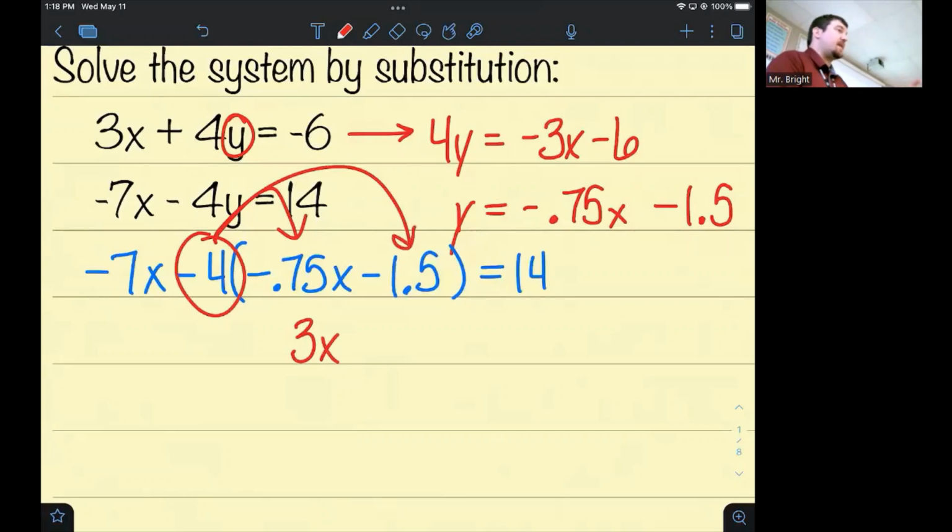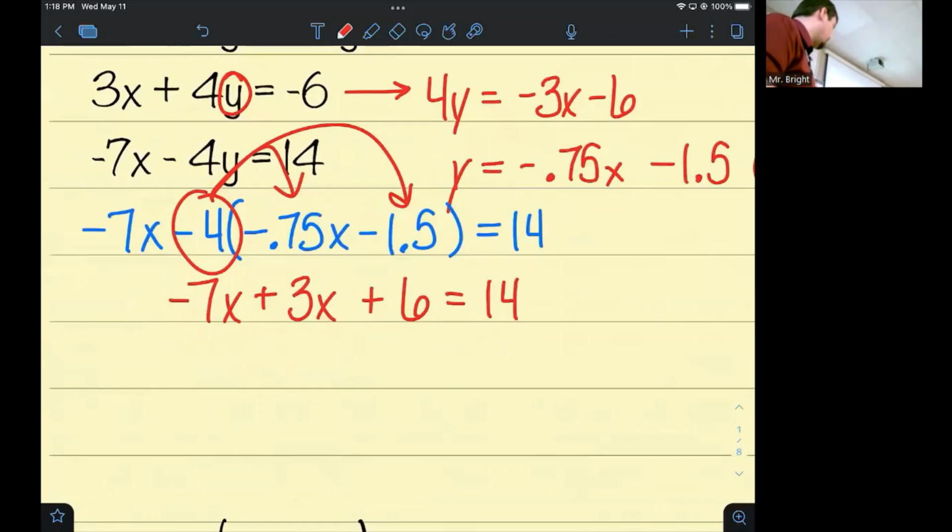Again, a negative times a negative is a positive. And again, a negative times a negative is a positive 6. Don't forget the minus 7x in front. I have to put a sign there between the two x's. And since 3 was positive, that's going to be a plus sign. And then I get this. Okay, so that's nice. There aren't any decimals anymore.